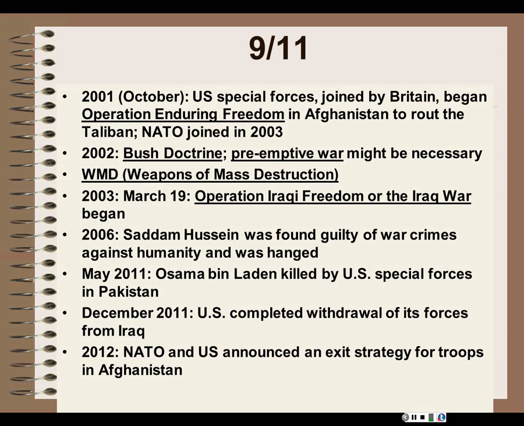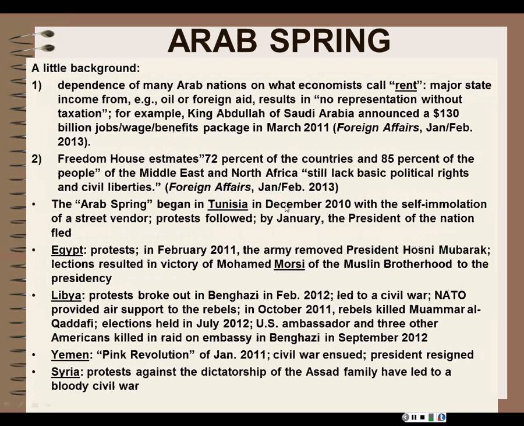The search for Osama bin Laden, of course, continued unabated, and he was killed in a compound in Pakistan by U.S. Special Forces in May of 2011, and the ashes from his body were subsequently thrown in the ocean. In December of 2011, the U.S. completed withdrawal of its forces from Iraq, and in 2012, NATO and the U.S. announced an exit strategy for troops in Afghanistan.